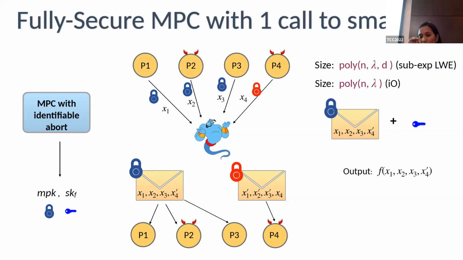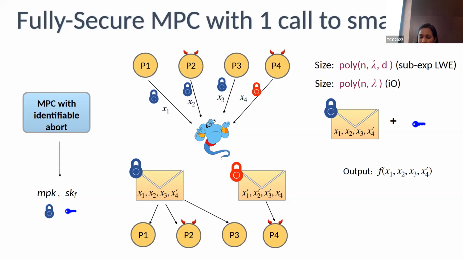So now the size of these ciphertexts would depend on the type of FE scheme that you're considering. If you take one that is based on sub-exponential LWE, then the complexity would be polynomial in the number of parties and the security parameter, but it would depend on the depth of the circuit. But if you wanted it to be ideally small, not depend on the circuit at all, then you could use the functional encryption scheme that is based on IO.